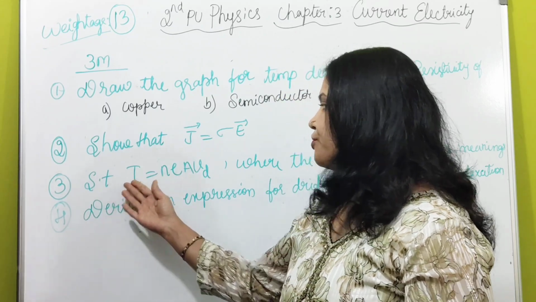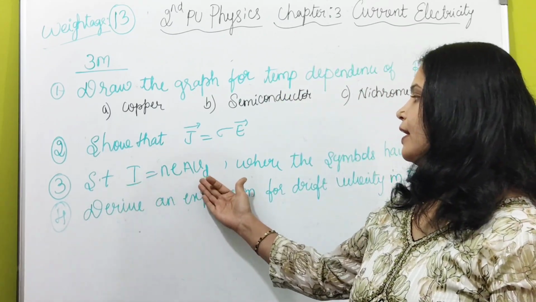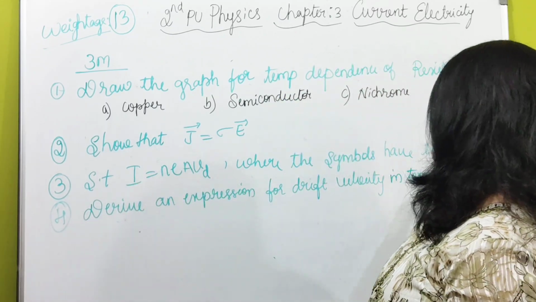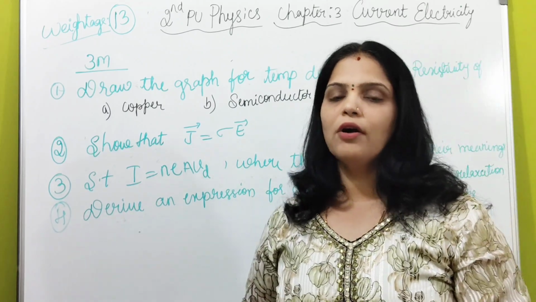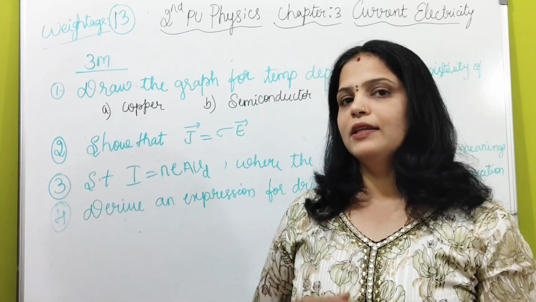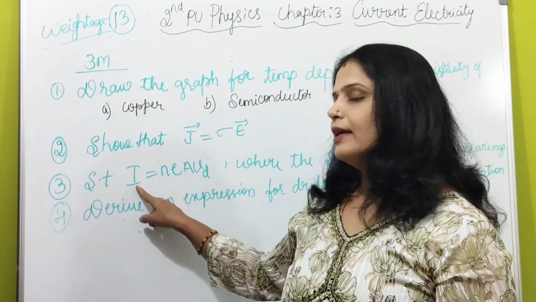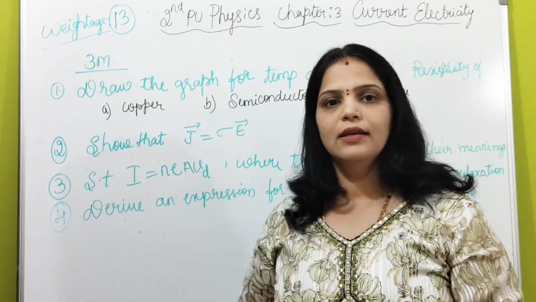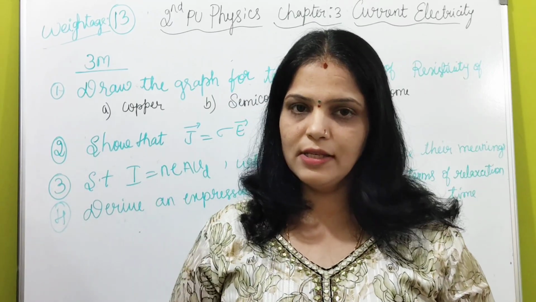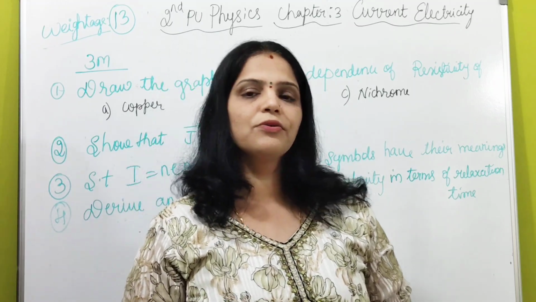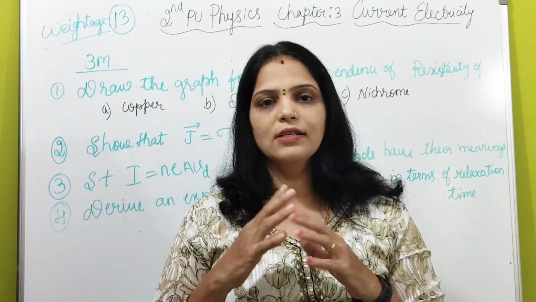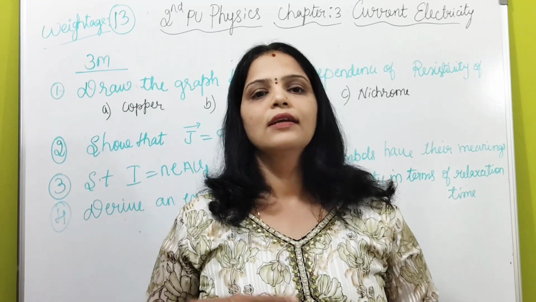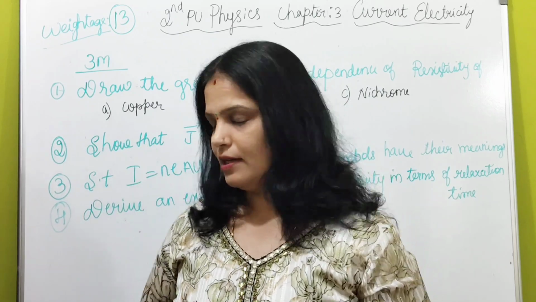And next one is show that I is equal to NeAvd, where the symbols have their usual meaning. Or the question may be derive an expression for current in terms of drift velocity. Okay. So you have written all this, your teacher has taught you all this, and you have written in class work. Please go through that.